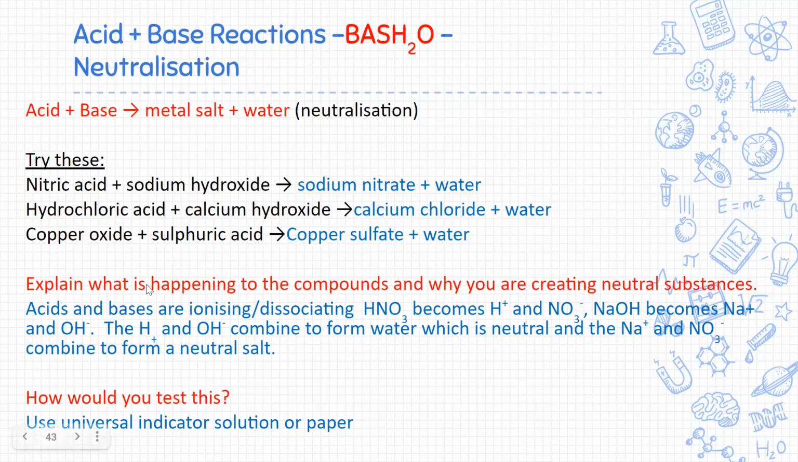Okay, so the second question here, we skipped that one. Explain what is happening to the compounds and why you are creating neutral substances. Acids and bases are ionizing or dissociating. The nitric acid produces hydrogen ion and nitrate. Sodium hydroxide becomes sodium ion and hydroxide ion.